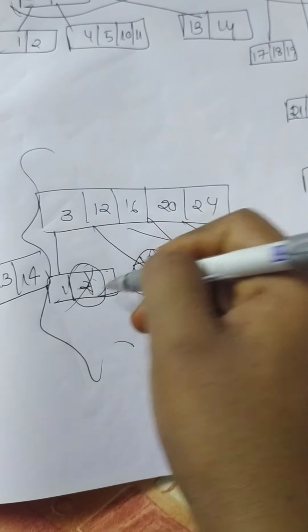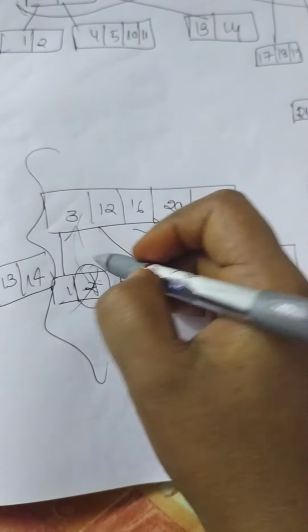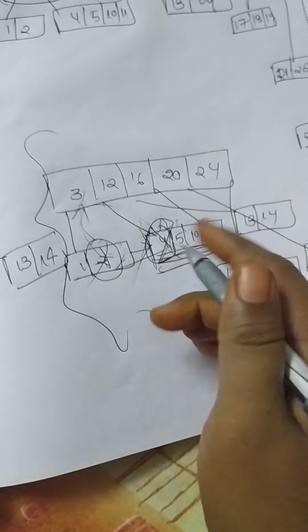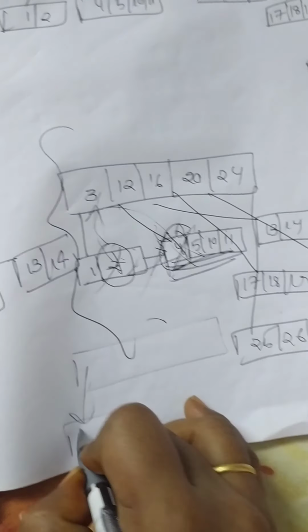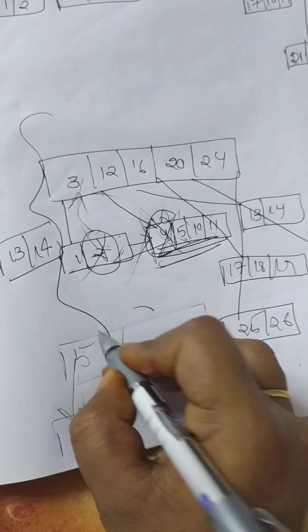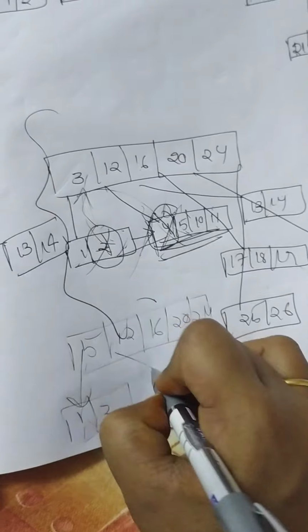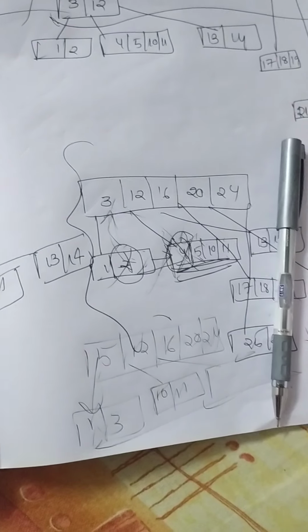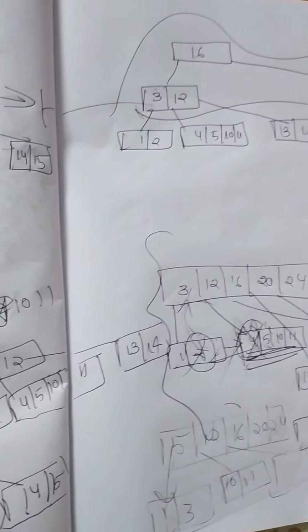But here this is not a problem. Why? Because there is no link between them. So we have to appeal to the root node, and then the root node will appeal to the borrow node. So 3 will shift here, 1, 3, and 5 will shift here. That is 2, 16, 20, 24, and then 10, 11, like this. This is the final B tree after so many deletions. Okay guys, happy reading.